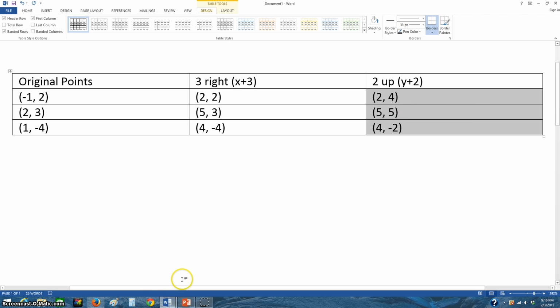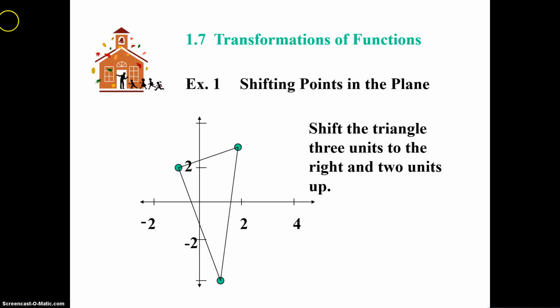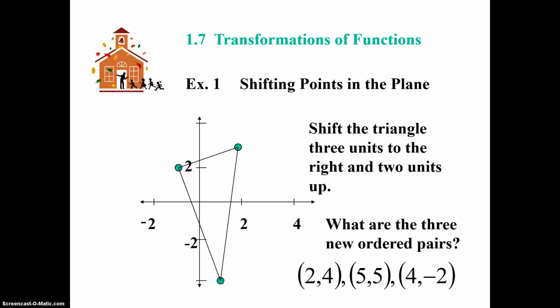So let's go back to our PowerPoint and see if that is what we got. Okay, so once we've done the shift, it says that your 3 new ordered pairs should be 2, 4, 5, 5, and 4, negative 2, which is exactly what we got just a couple seconds ago. Okay?